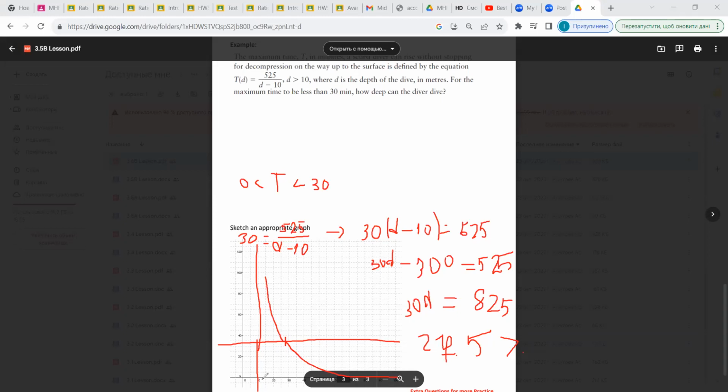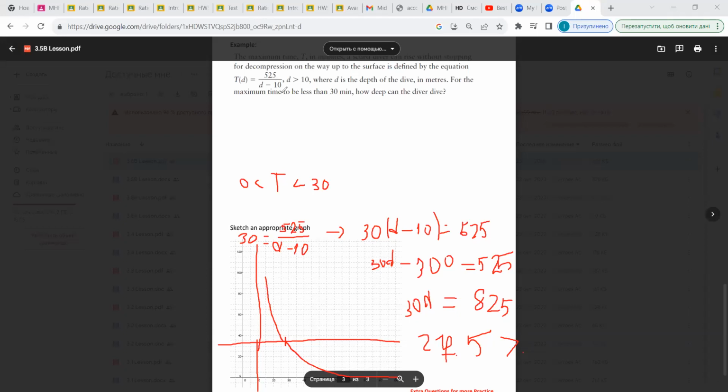You see, for example, for being 15 meters down into the sea, it's 525 divided by 5 would be 105. So it means diver could go up for 105 minutes without decompression. But you understand that when you're 15 meters deep into the water, you won't spend 105 minutes to rise up. So basically, that's why I think they apply this limitation, less than 30 minutes.